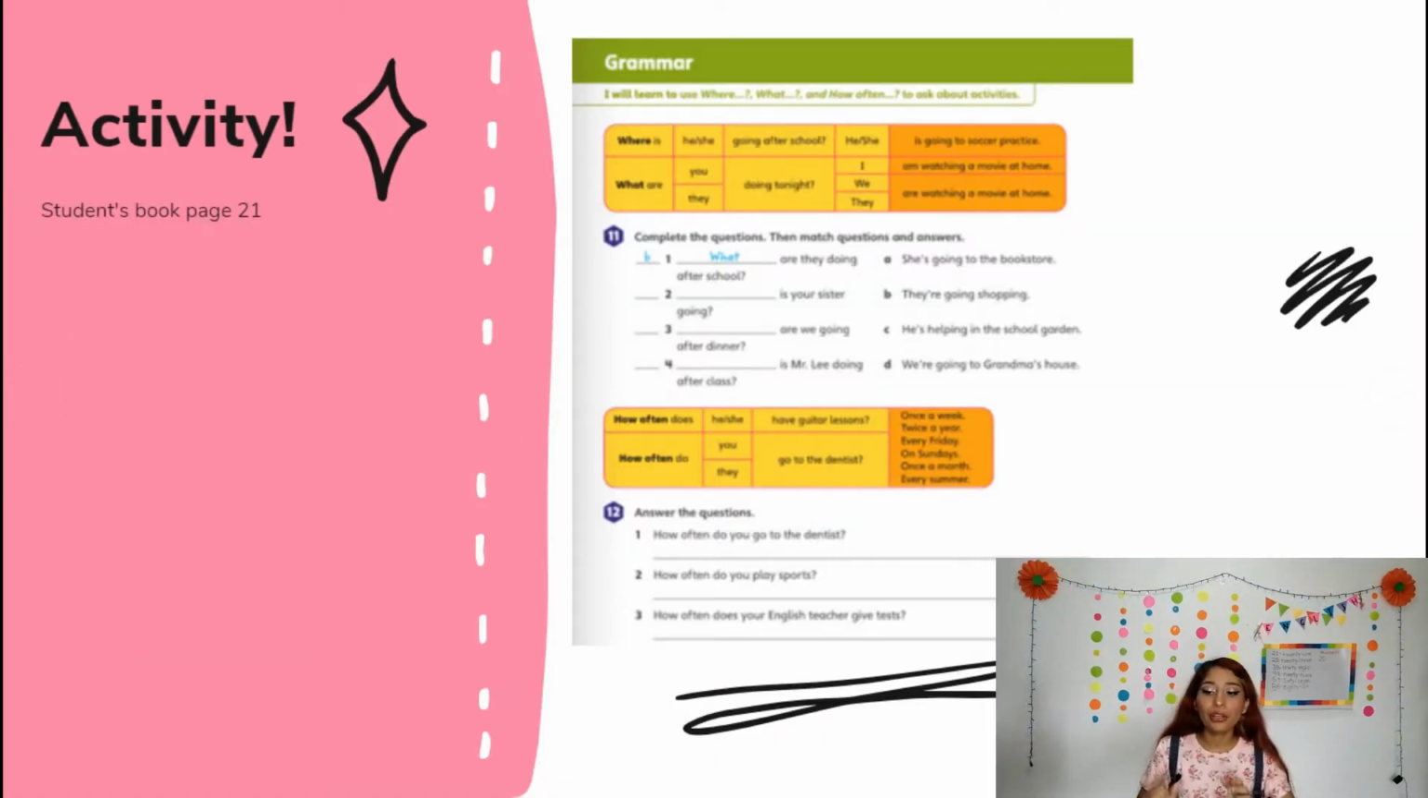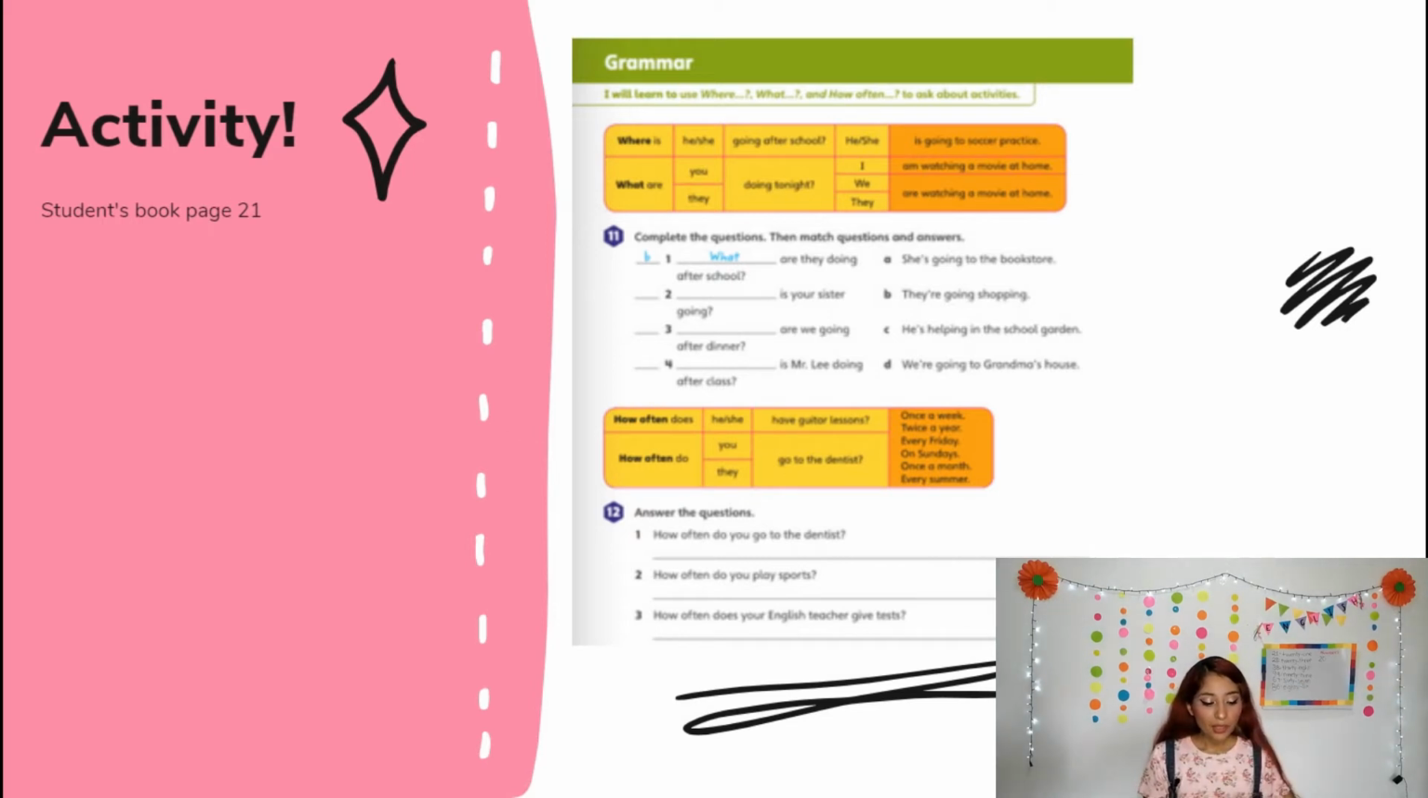So now we are going to go to the activities, and they are on the students book page 21. So I hope you have your students book by your side. If you don't have the students book, don't worry. I hope you are copying the activities in your notebook if you can't print them.